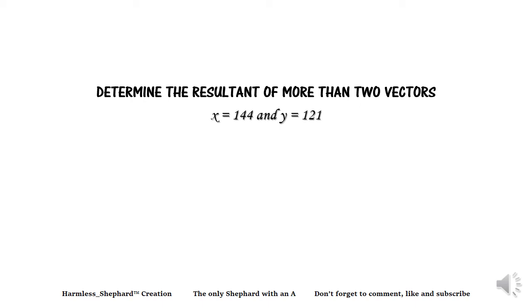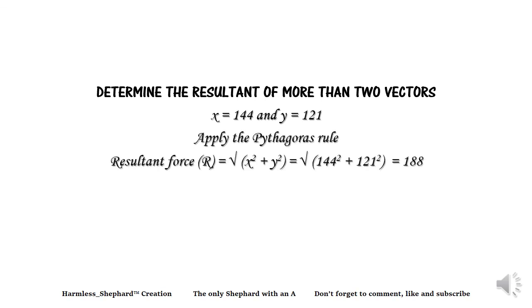And to find that, we apply the Pythagoras theorem. So in the Pythagoras rule, we have the resultant force to be the square root of, bracket open, x squared plus y squared, bracket closed. So the x is 144, the y is 121. When we do the maths, we have 188. So that's the resultant force for the multiple vectors that are given.